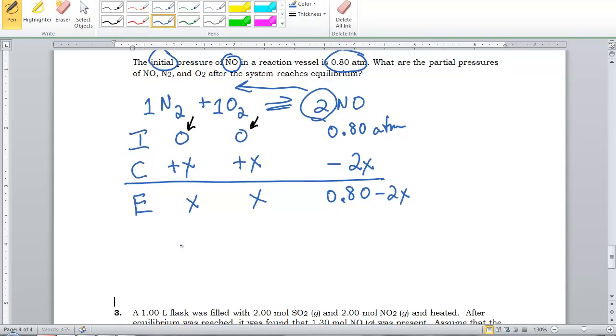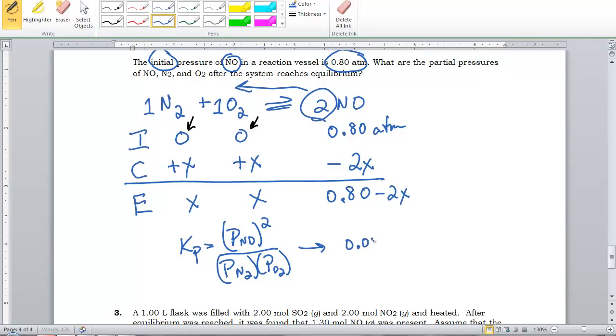We are working with Kp this time. Pressure of NO, product, raised to the power of the coefficient, over pressure of N2 times pressure of O2. Okay? Plug in. Kp was 0.05. NO is 0.8 minus 2x, squared. And our reactants are x times x, so we have x squared in the denominator.